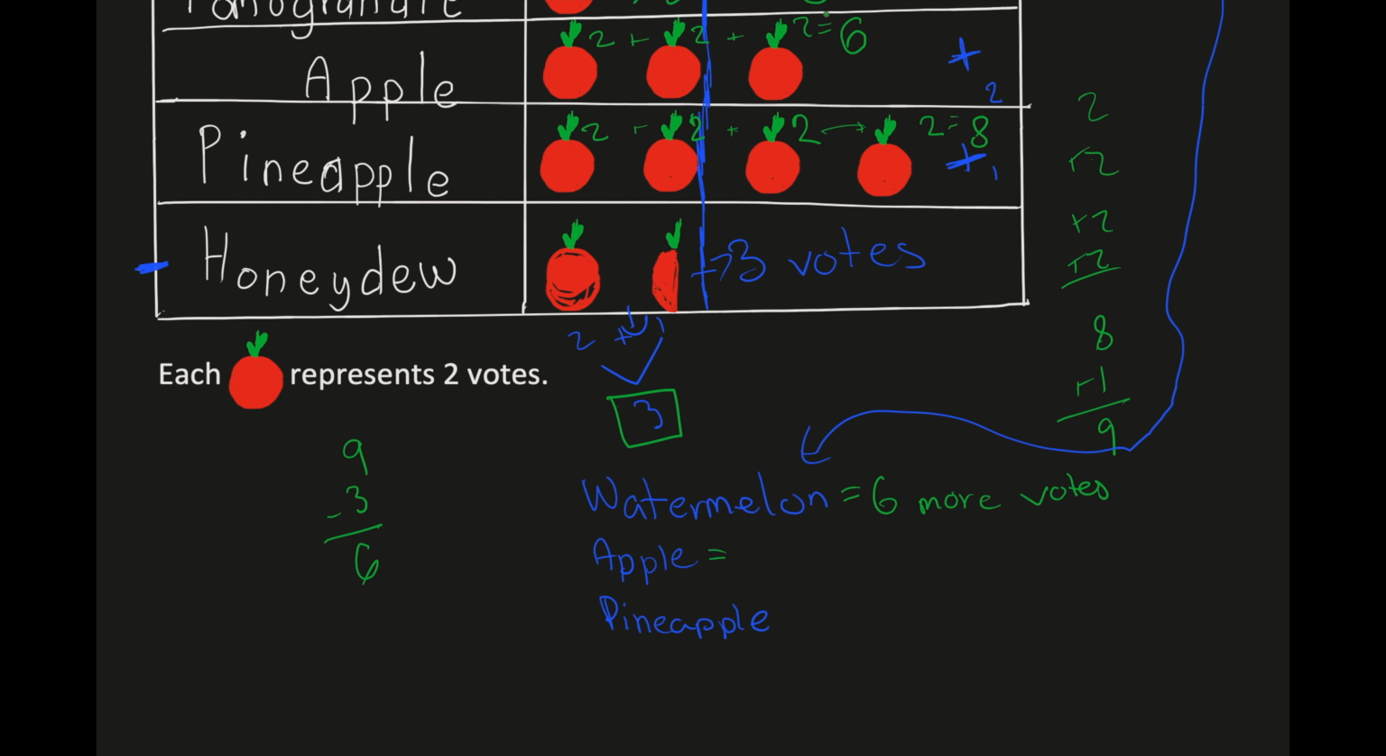Apple had 6, right? Honeydew got 3, so 6 minus 3 equals 3. So apple got 3 more votes. And then pineapple, it had 8, right? Minus the value of a honeydew, which is 3. 8 minus 3 is 5. So pineapple got 5 more votes.